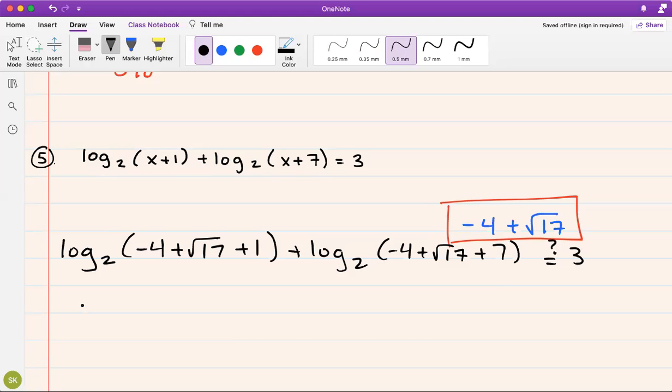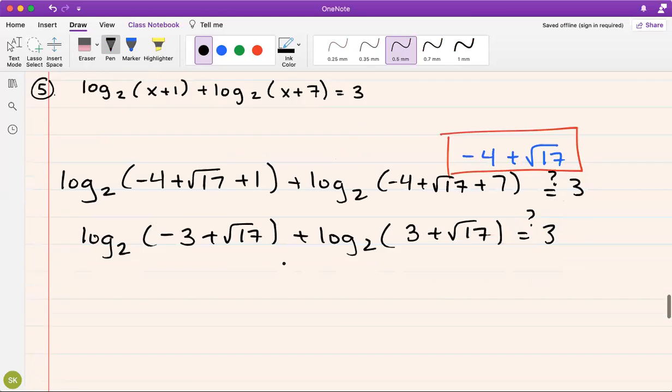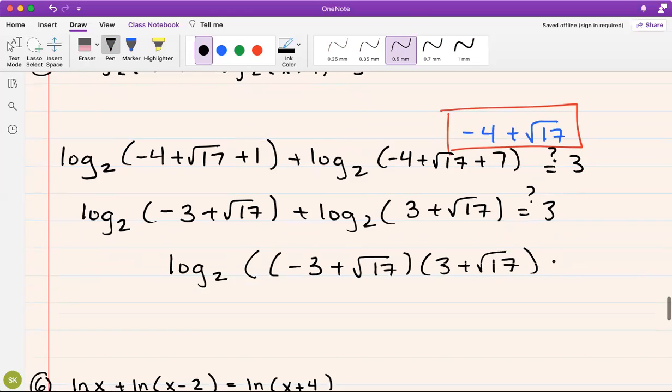So this left-hand side simplifies to log base 2 of -3 plus square root 17 plus log base 2 of, this becomes +3 plus square root 17. Is that equal to 3? I'm just following what we did before. We can multiply these two, so we get log base 2 of -3 plus square root 17 times 3 plus square root 17. Is that equal to 3?